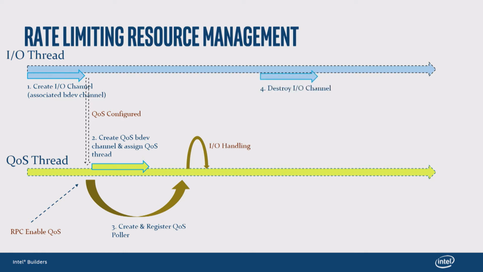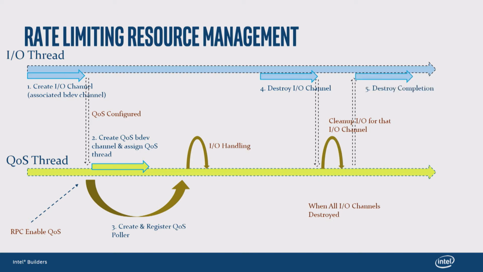And later, if the application wants to destroy the IO channel, and there is any outstanding IO on the QoS thread, the first thing to do is to clean up those IOs for this IO channel. And when the IOs are cleaned up for that channel, the related resources for that IO channel can be cleaned, and the destroy will be completed.